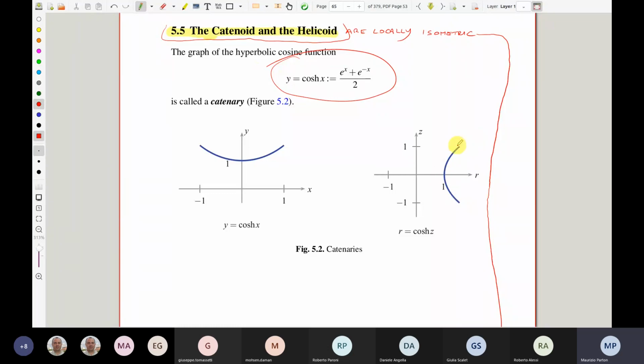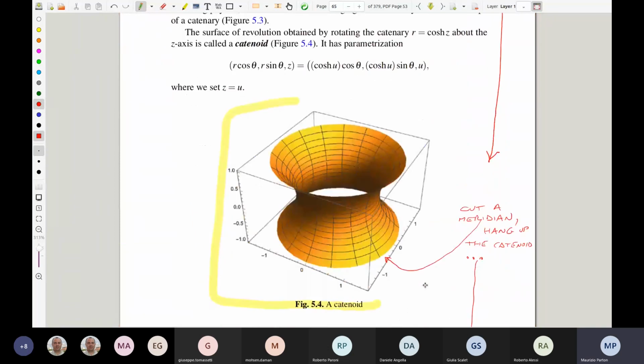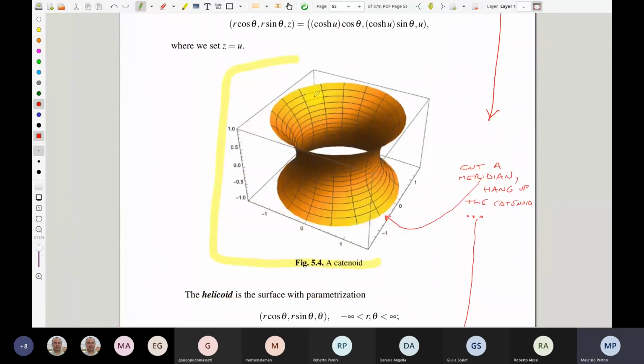Just take this curve in this way, rotate around the z-axis, and you obtain a very nice picture, which is this one. Okay, now imagine cutting up a meridian, one of these lines. Choose one of them, cut it, and hang up the catenoid. Use the gravity to reshape the catenoid. Which kind of object do you think you will end up?